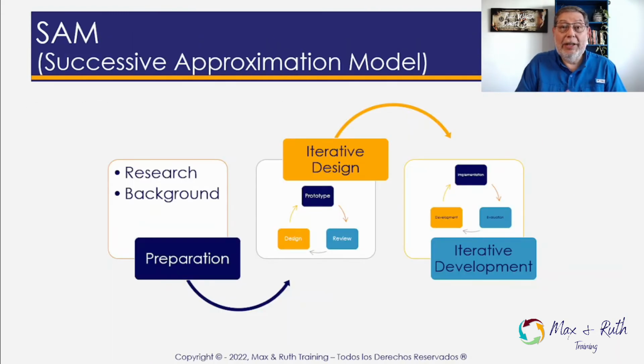And this is the Successive Approximation Model, with its 3 steps: preparation, iterative design, and iterative development. And as I was telling you, it is an iterative working model in which you go round and round in different cycles until you have a final product.